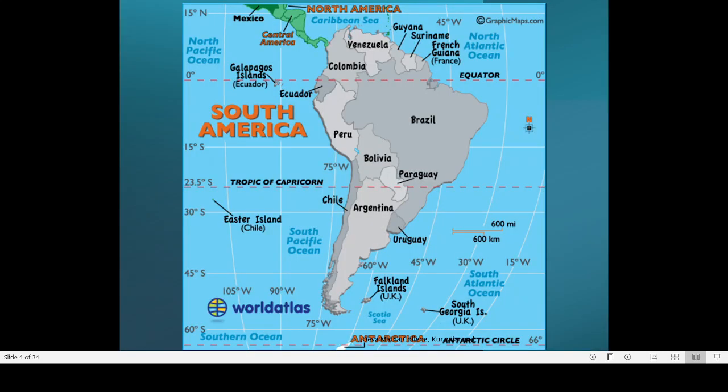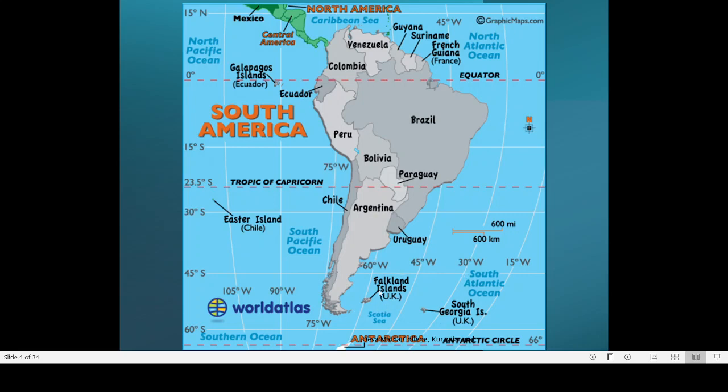Now you can see this is an idea regarding what are the major countries here. This is Argentina and there is Uruguay, Paraguay, Brazil, Bolivia, Peru, Colombia, Venezuela, Guyana, Suriname, French Guyana. French Guyana is actually under the control of France. Then the Equator, then here you can find the Galapagos Islands, and these are Central America, Mexico.